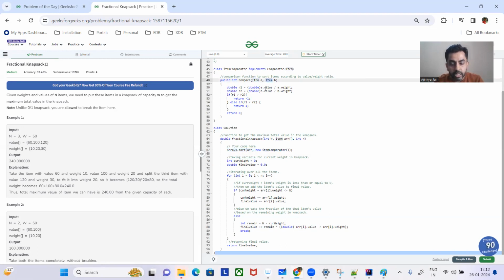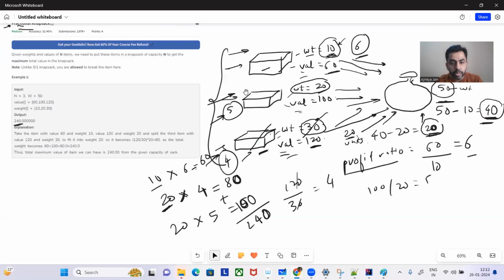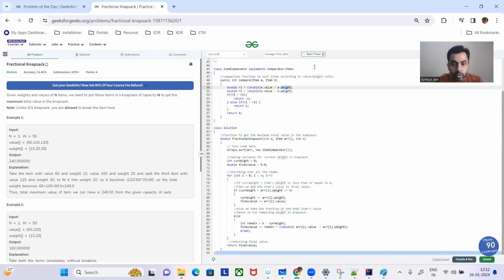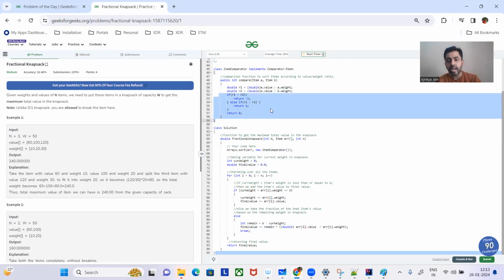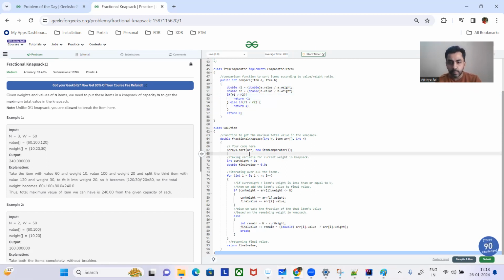So what we are doing is value divided by weight. Here it was 60 divided by 10, the profit ratio. So value divided by weight, and then we are sorting so that the array contains the items with maximum profit ratio.